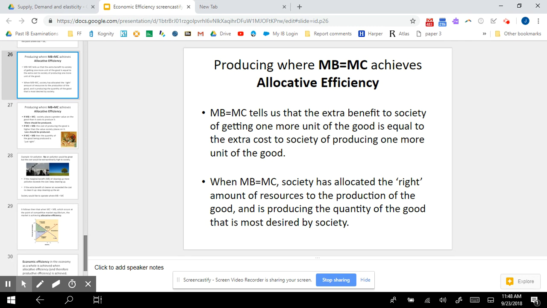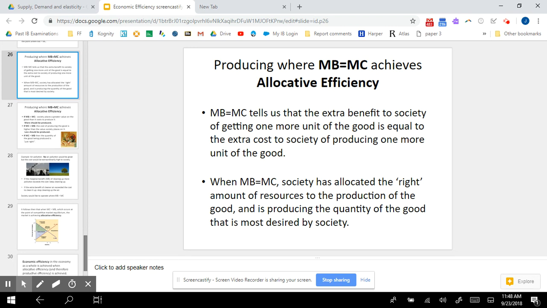So producing where MB equals MC, where marginal benefit equals marginal cost, achieves allocative efficiency. So MB equals MC tells us that the extra benefit to society of getting one more unit of the good is equal to the extra cost to society of producing one more unit of the good. When MB equals MC, society has allocated the right amount of resources to the production of the good and is producing the quantity of the good that is most desired by society.